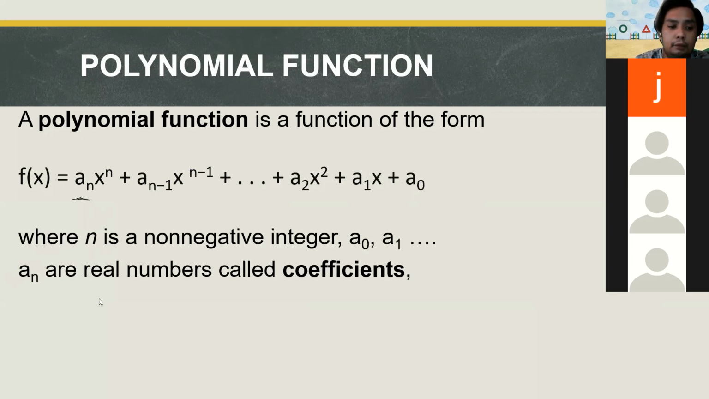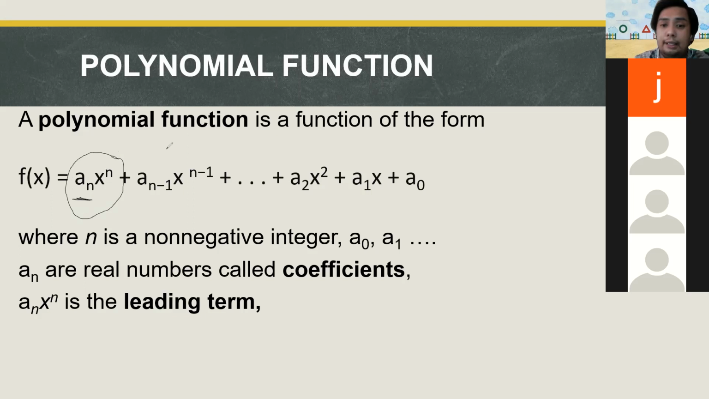Ngayon, a sub n, x raised to n, so ito naman ang tinatawag nating leading term. So ibig sabihin siya yung kauna-unahan na may pinakamataas na exponent. So in that case, if we are given f of x equals x cubed plus 2x squared, if this is arranged in standard form, ibig sabihin, our x cubed is our leading term kasi siya yung term na may pinakamataas na exponent. Ang ating coefficient here, yung a sub n, ano yung a sub n natin?